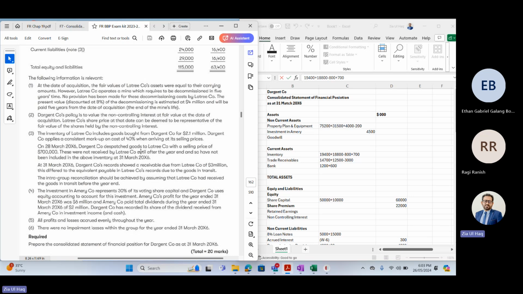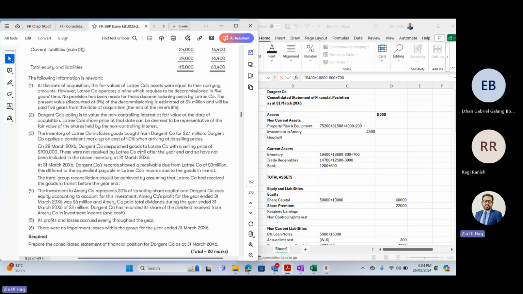There is an associate investment in our balance sheet. If you see, there is investment in associate Amric. How much was that? 4,500. Dargent company has recorded its share of the dividend received from Amric company in investment income and cash. I mean the dividend they paid, that they have recorded properly. This means remaining out of their 4,000 profit, your share is how much?